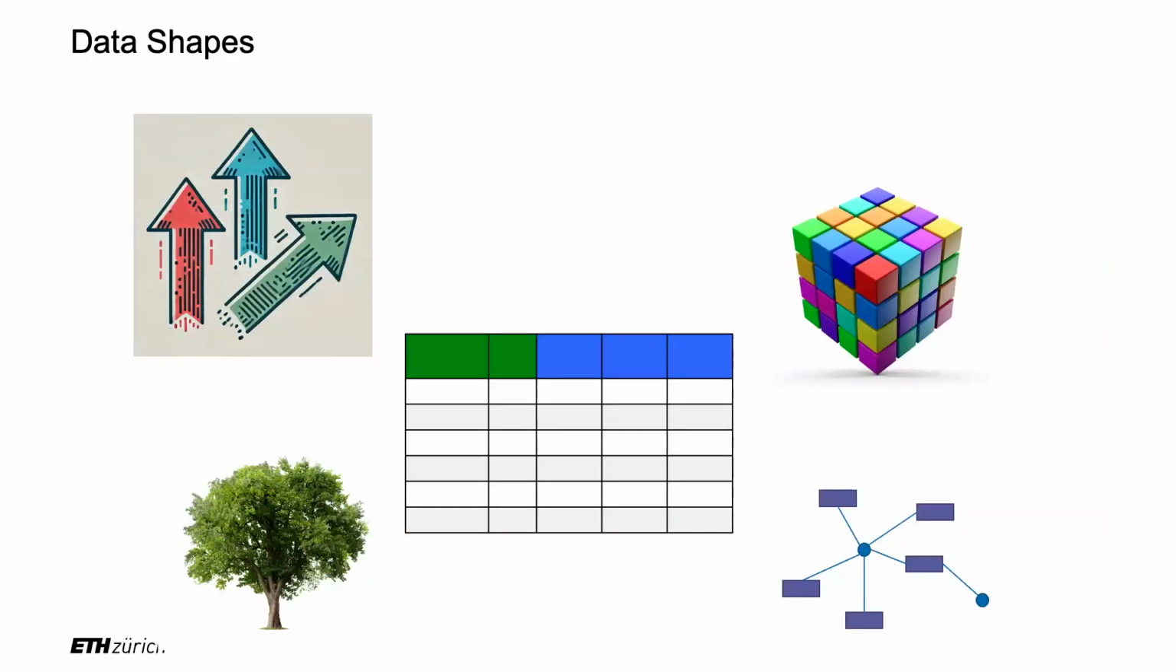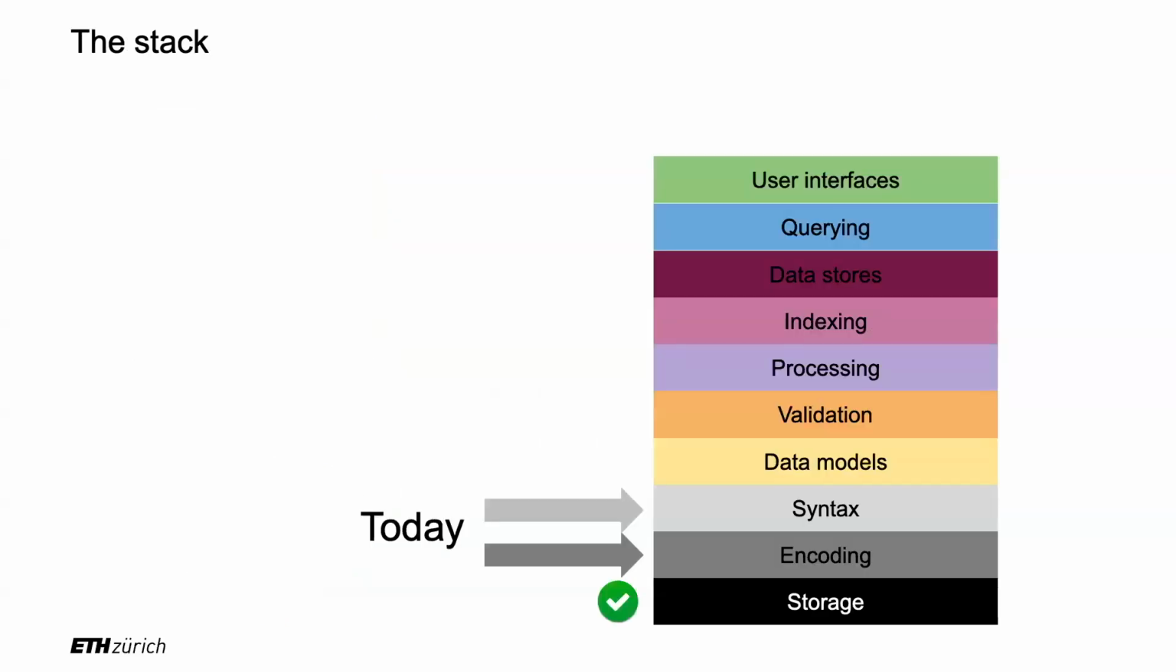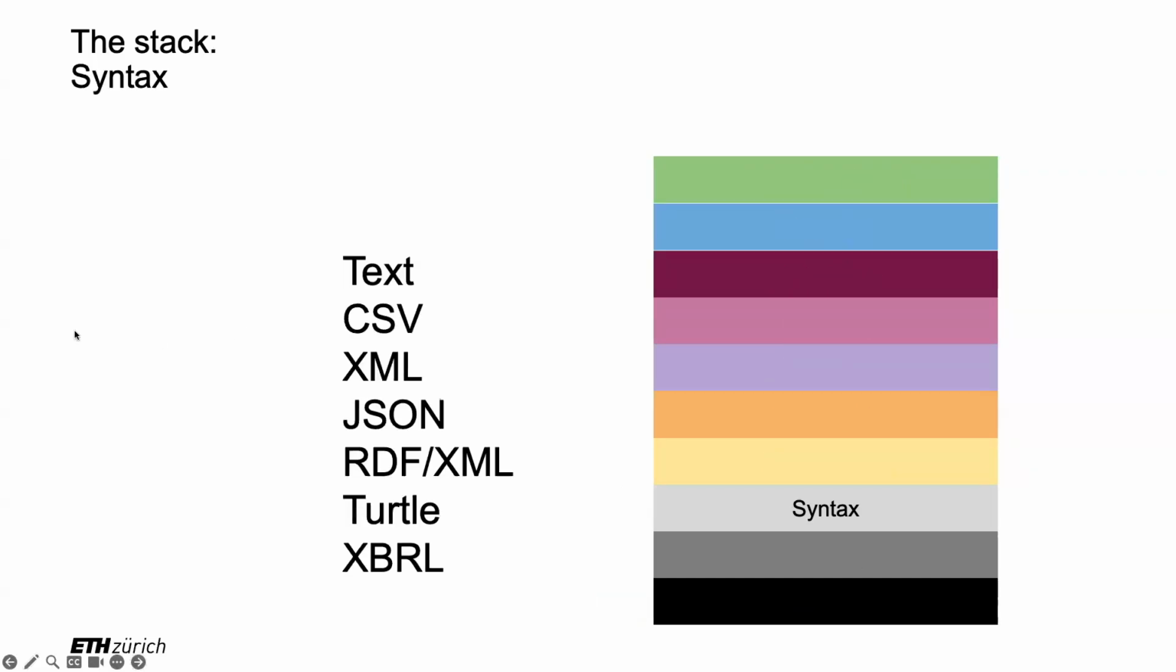You remember the data shapes that I told you about. These are the 5 fundamental data shapes: tables, trees, graphs, cubes, and vectors, which is the newest shape that we use with unstructured data. And you might also remember this technology stack that I told you about. It's this huge stack that we are rebuilding bottom up, but on a cluster of machines instead of a single computer. And today I'm going to focus on the syntax, a little bit of encoding, but mostly the syntax.